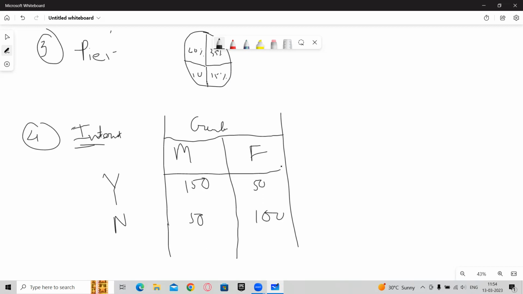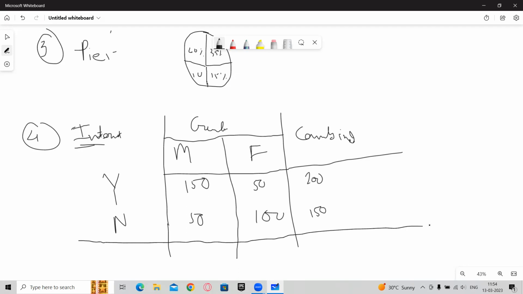And there will be some combined values that we may not know. There will be some combined value, say suppose 200 and maybe 150. So you can also see that kind of representation.